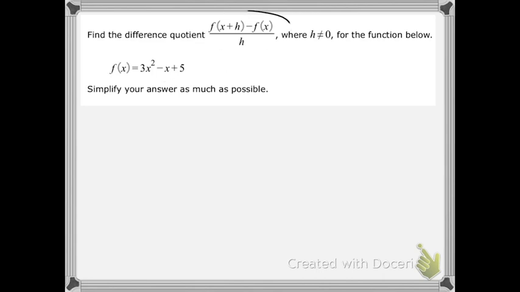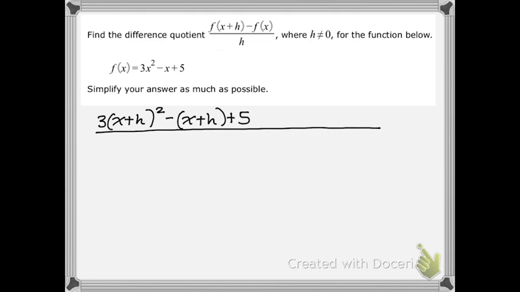So the difference quotient here begins with f of x plus h. So what does that mean? That means that I put an x plus h in for x in the function f. And I have two x's there, so I'm just going to do that substitution. So this will be 3, and then I put an x plus h in for x, minus, I put an x plus h in for x, and then plus 5. So that part there, that's f of x plus h.